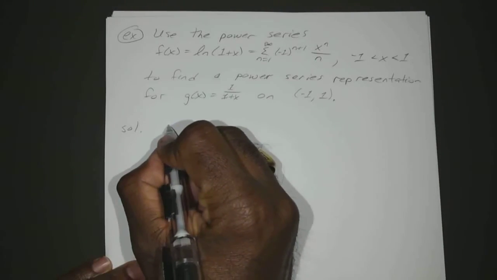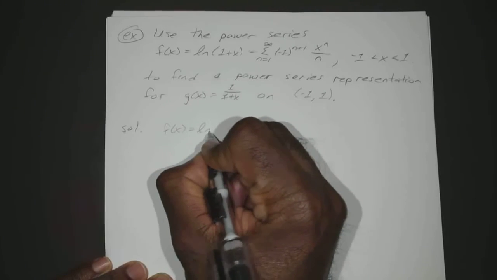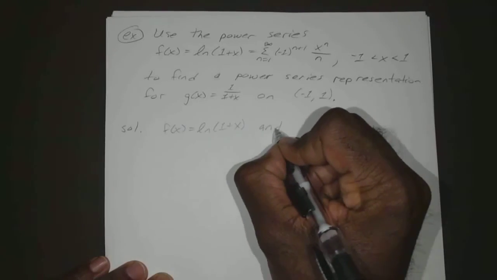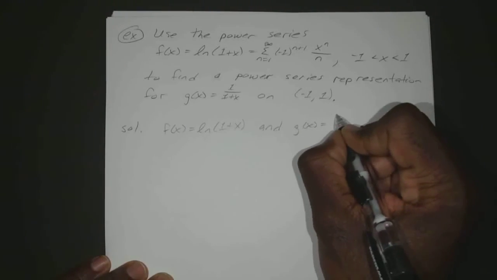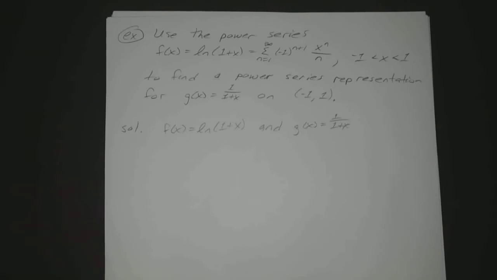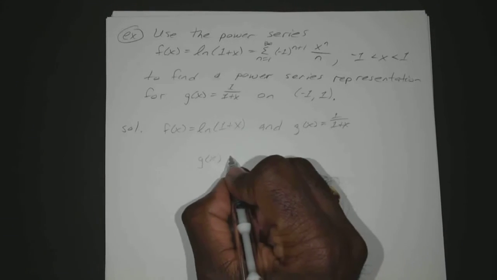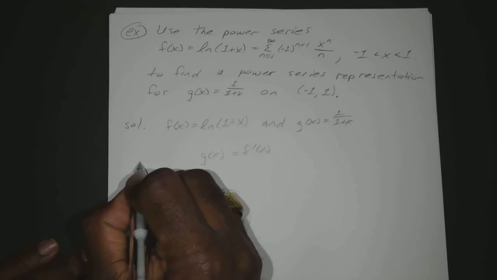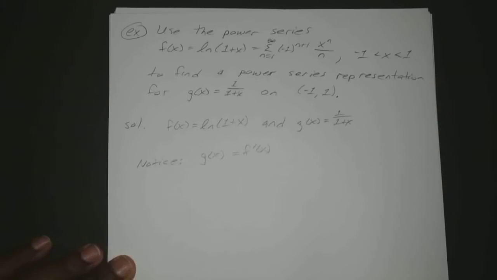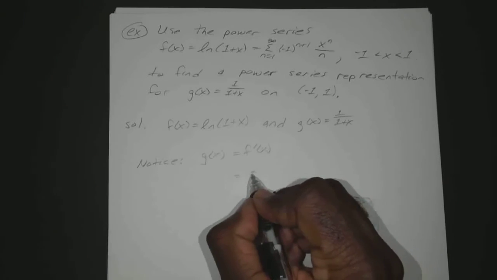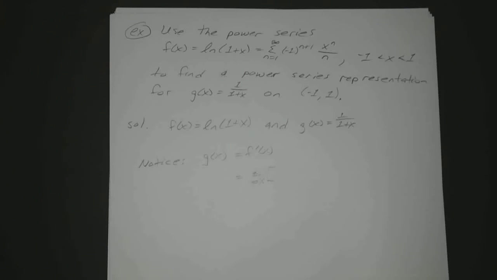Okay. Now we know that our f of x is equal to natural log of 1 plus x, or x plus 1. And our g of x is equal to 1 over 1 plus x. Okay. So we can see that our g of x is just equal to f prime of x. So that means our g of x is equal to the derivative of f of x.